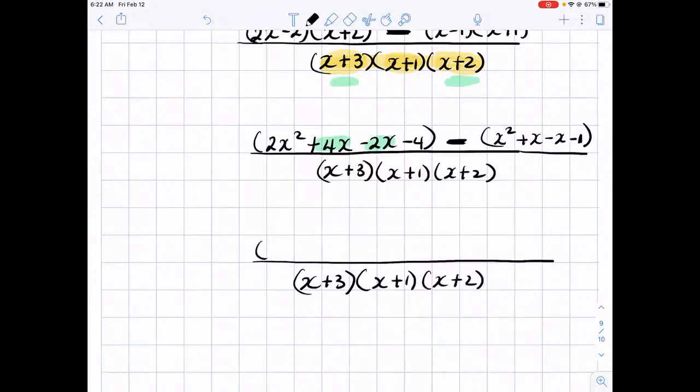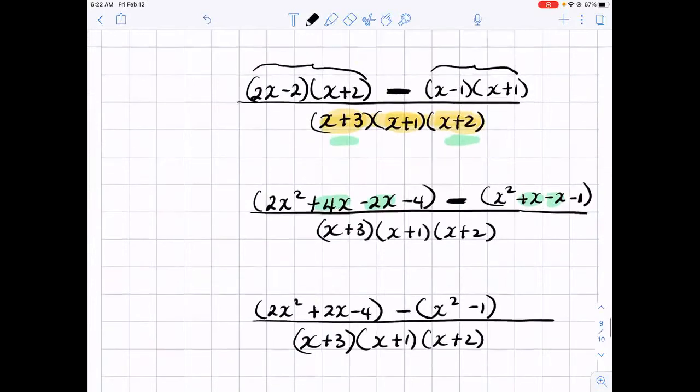So we have 2x squared plus 2x minus 4 minus, combine like terms here, plus x and minus x goes away. So we have x squared minus 1. And you should have seen that because this is a difference of squares here, right? This here is a difference of squares. So when you multiply it out, you would get x squared minus 1.